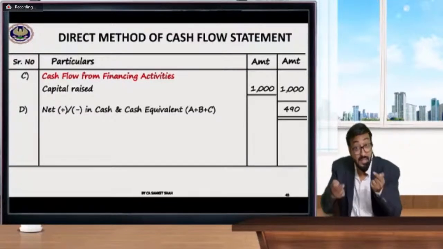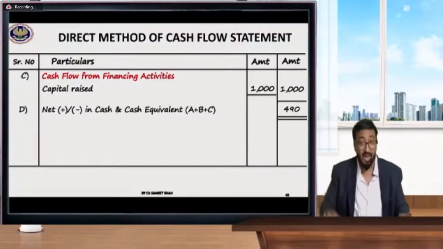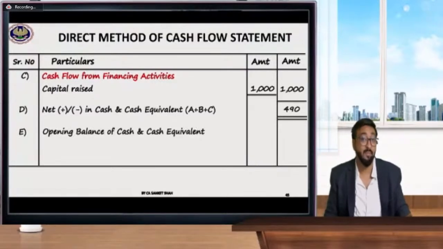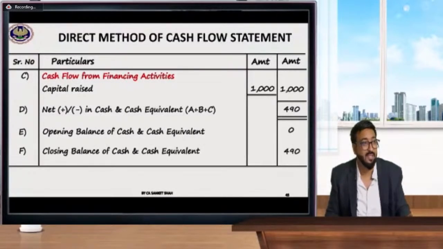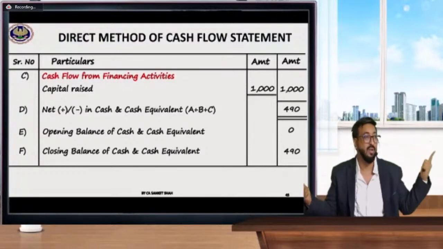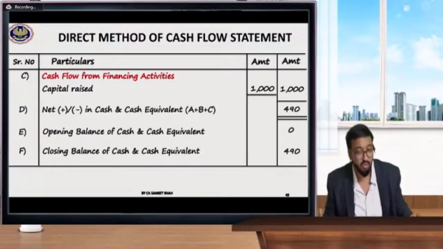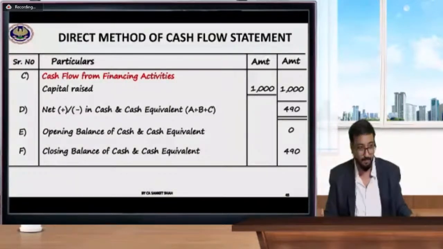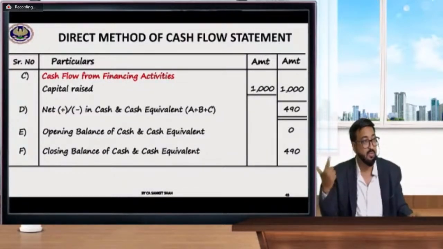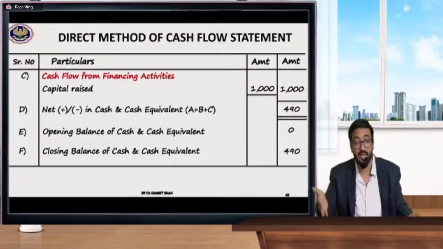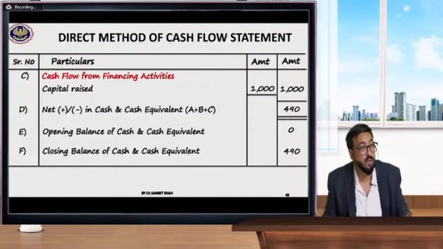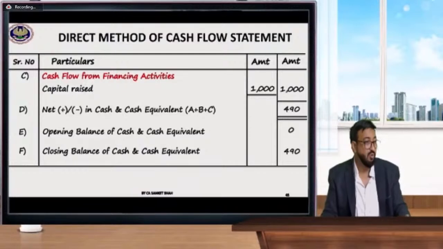This is the total of the three parts. And what is the cash equivalent at the beginning? 0. And at the end? 490. Is your balance matching with this difference of 0 and 490? This is how your cash flow statement looks. The cash flow statement is divided in 3 parts: operating activities, investing activity, financing activity, then total. And this total matches the difference between the opening and closing balance of cash and cash equivalent. So this is the cash flow statement.